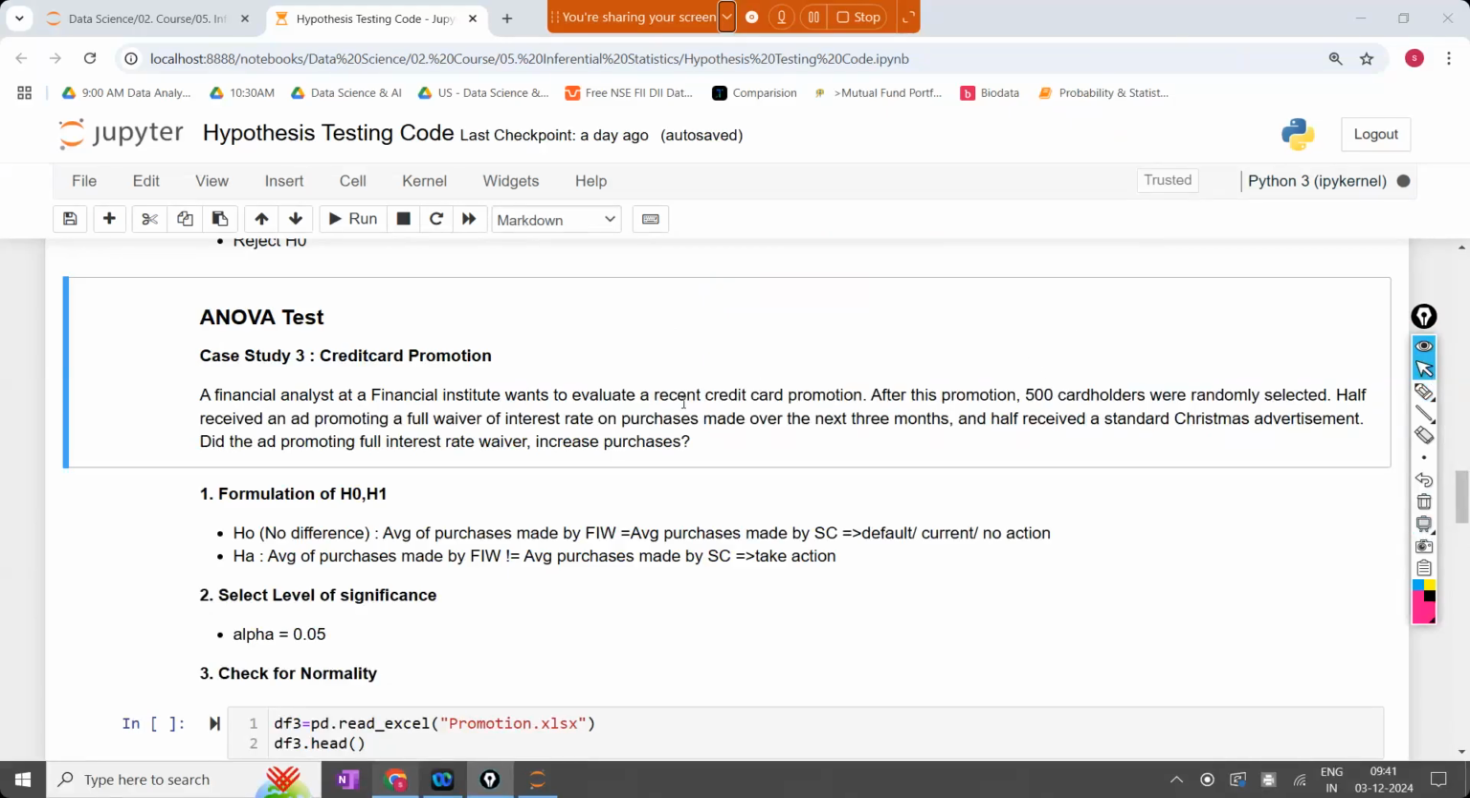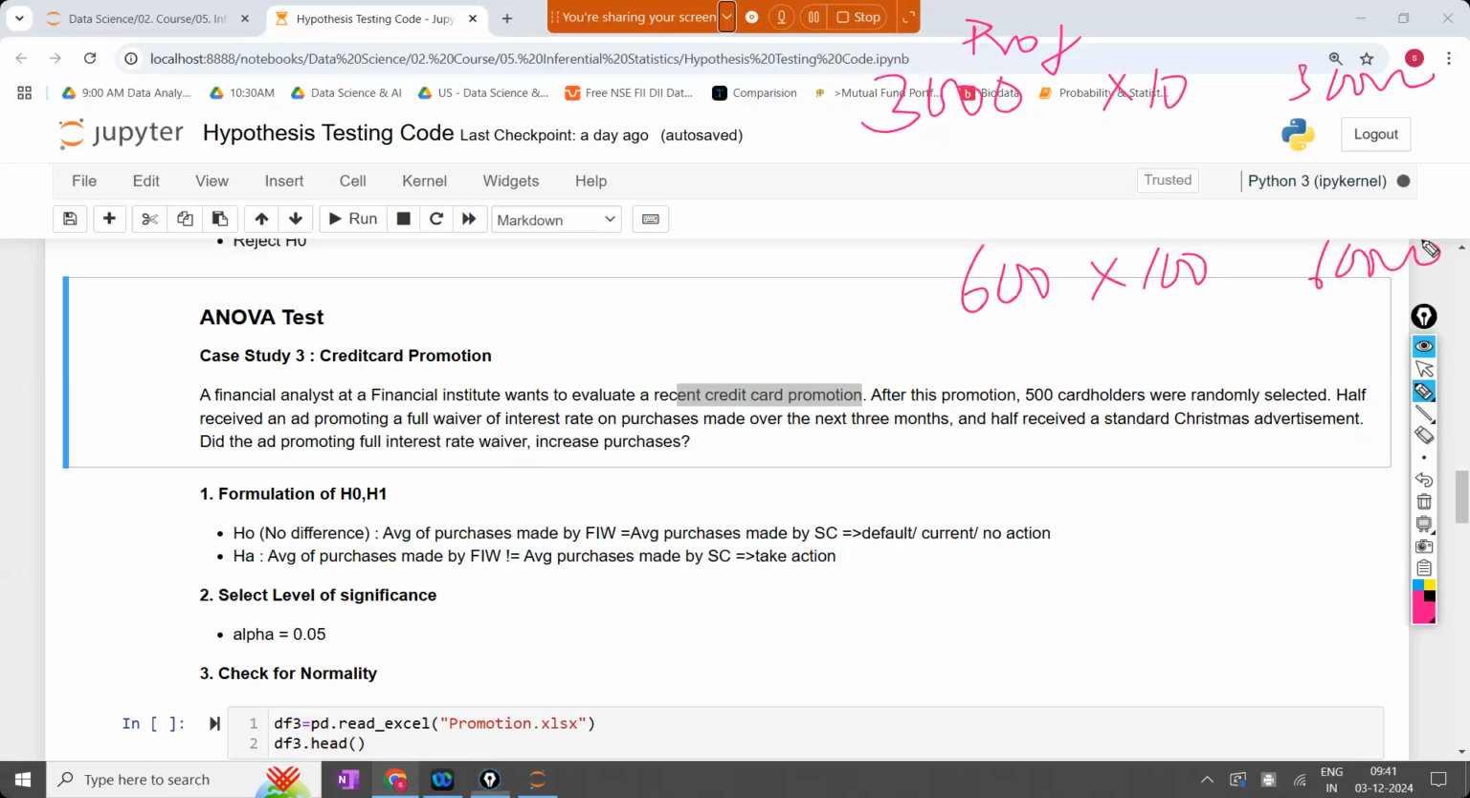So here they have done the same way. They want to evaluate a recent credit card promotion. That means they want to come up with a new solution, some kind of new promotional offer. Whether this offer will work or not, they don't know. Earlier I told you, for example, if I'm selling a mobile at 3,000 rupees profit and 10 people purchase, I'm going to make 30,000 profit. If for 600 rupees I sell to 100 people, I can get 60,000 profit. Now I'm saying we can sell to 100 people at a low price, to multiple people. Whether it is true or false, how can you say?